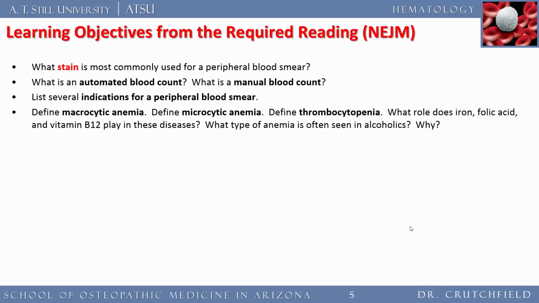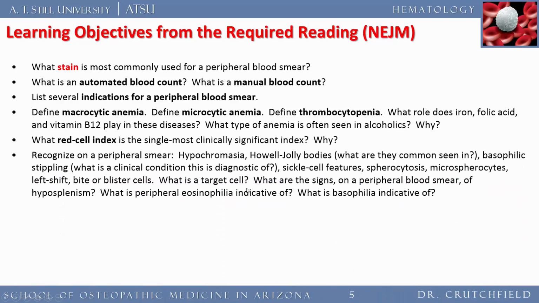I want you to define macrocytic anemia, define a microcytic anemia, define thrombocytopenia, and then tell me what role iron, folic acid, and vitamin B12 play in the diseases of macrocytic and microcytic anemia, and which one of these anemias is most often seen in alcoholics, and why is that, and think in the back of your head how you would treat that.